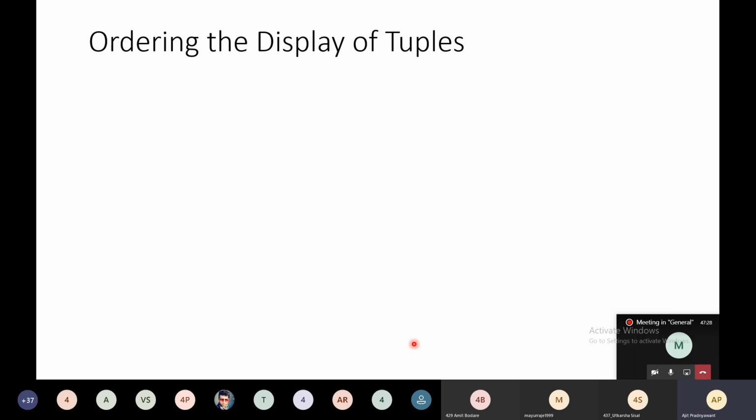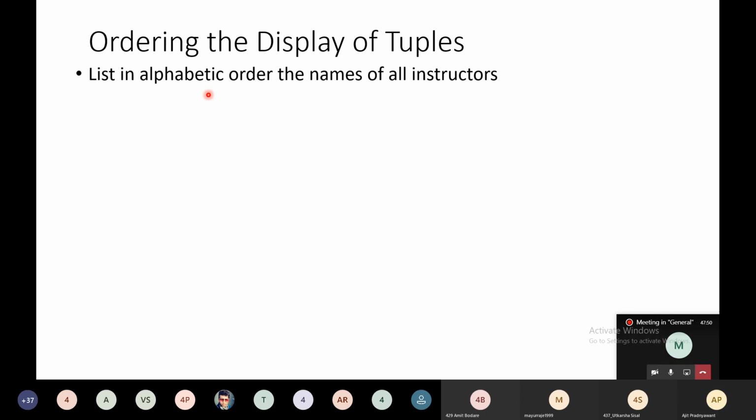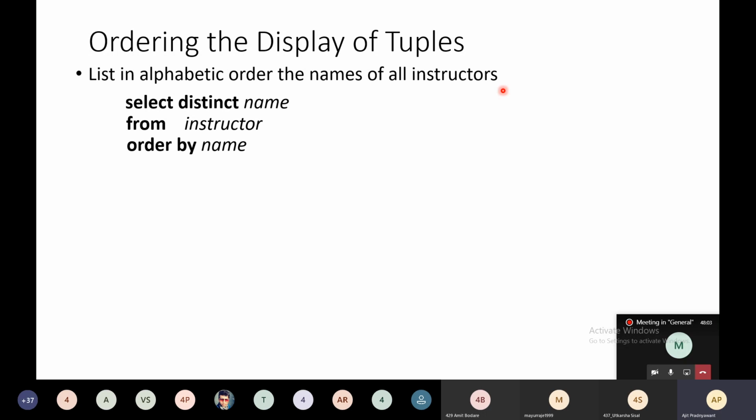So, ordering the display of tuples. Suppose you need to find the result and you need to display that particular result in a particular order. At that time, you can do this with the help of ordering the display of the tuples. List in alphabetic order the names of all instructors. If you want to sort all the instructor names alphabetically, you can do this with the help of this query.